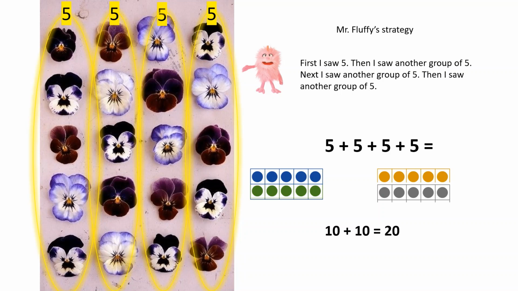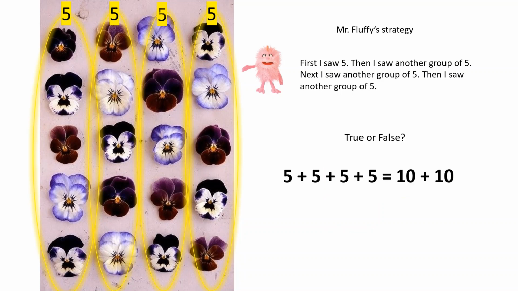So this is making me curious, though. Our original equation from Mr. Fluffy was 5 plus 5 plus 5 plus 5. We turned that into 10 plus 10. So true or false? 5 plus 5 plus 5 plus 5 is the same as 10 plus 10. True or false? Yeah, it's true. Why is it true? Think to yourself, why is this true?